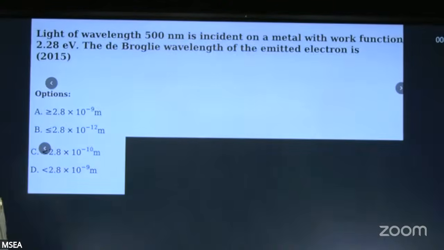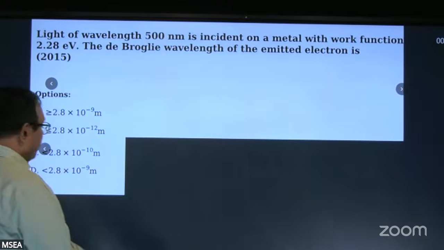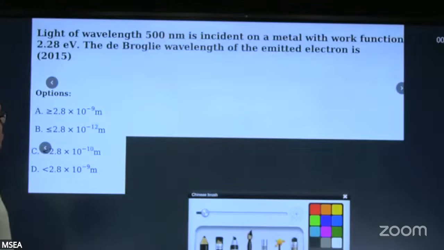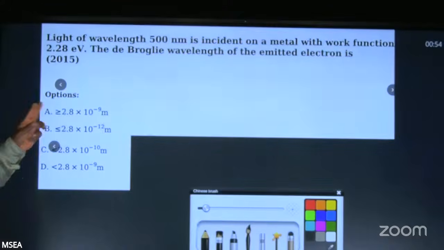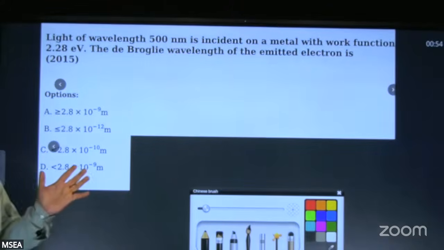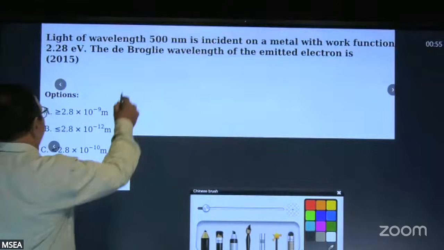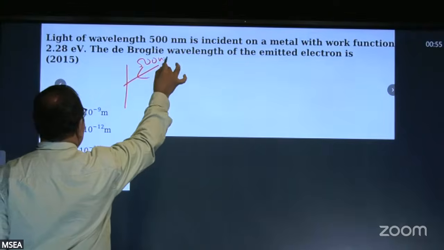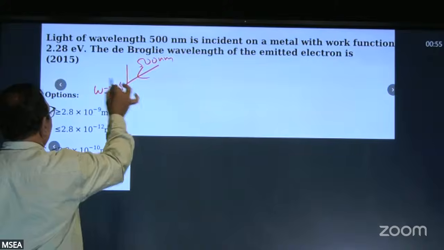Now we come to the de Broglie wavelength. In this, light of wavelength 500 nanometer is incident on a metal with work function 2.28. It is asking the combination of the photoelectric effect and the de Broglie wavelength. So let us take a wavelength of 500 nanometers incident on a metal whose work function is 2.28.